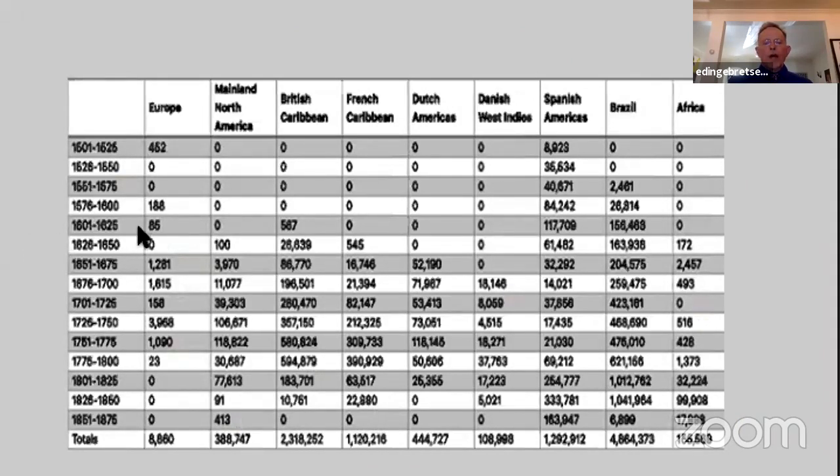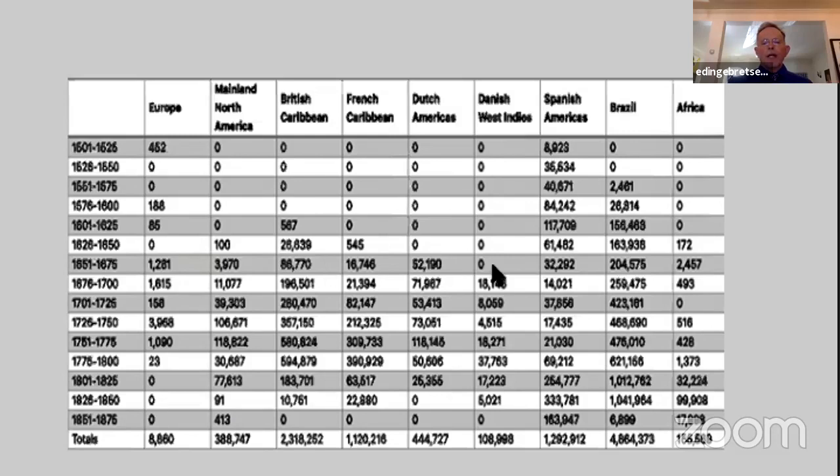If you could just draw a line right through here. You have Europe, British, French, Dutch, Spain, Brazil. So you begin to see here first, it's the Spanish Americas that start. And by Spanish, it's the Iberian, which is Portuguese and Spanish.